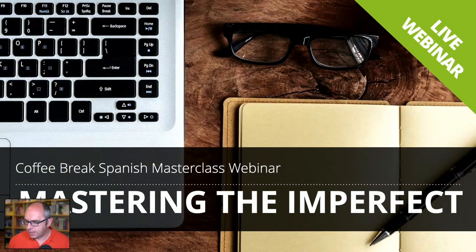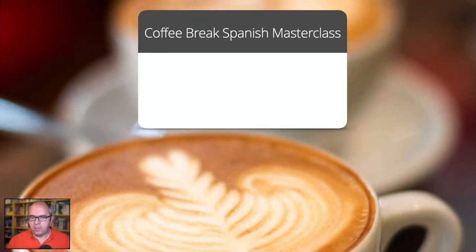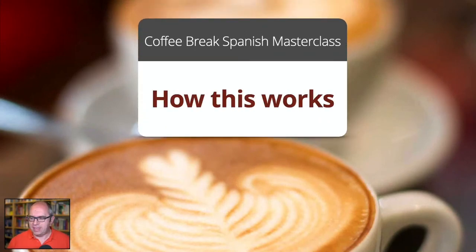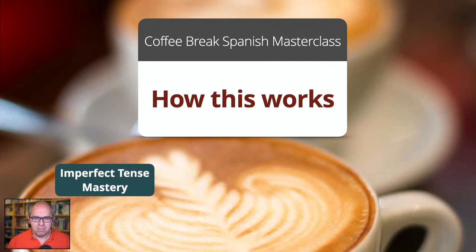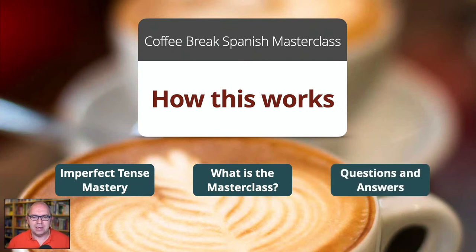Now, we're going to be looking at, I wonder if I can use this button here. Let me see. Yeah, I'm going to use those buttons here. We're going to be looking at the imperfect, as I said. So we're going to be talking about the imperfect tense and mastering the imperfect tense in this section. And then we're going to be talking a little about the masterclass itself and what happens in the masterclass. And then I'll be very happy to answer any questions that you have.